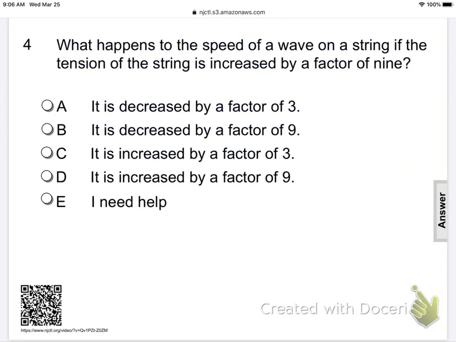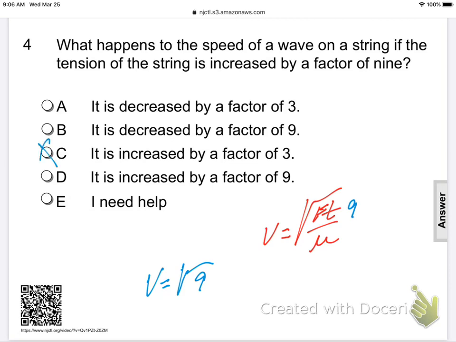So let's take a look at that. What happens to the speed of a wave on a string if the tension of the string is increased by a factor of 9? So we have velocity equals the square root of tension over mu. Now we're increasing the tension by a factor of 9. So the only thing that's changing is the square root of 9. Since it's in the numerator, the velocity has to increase by the square root of 9, so increased by a factor of 3.